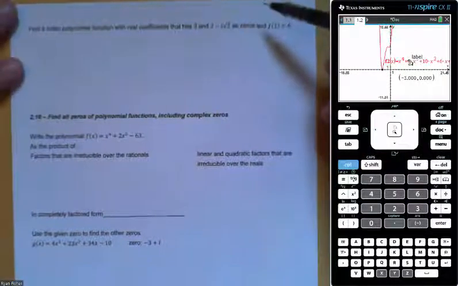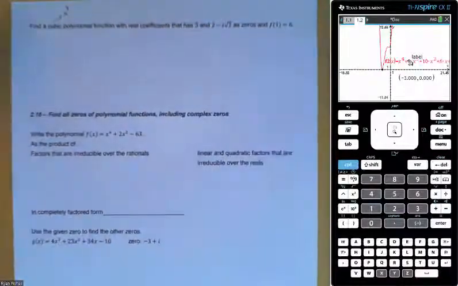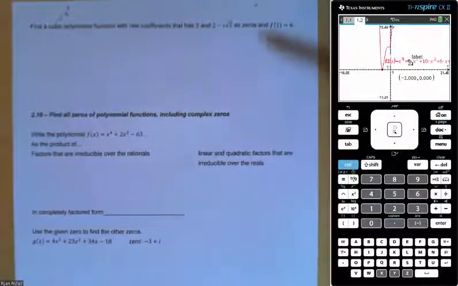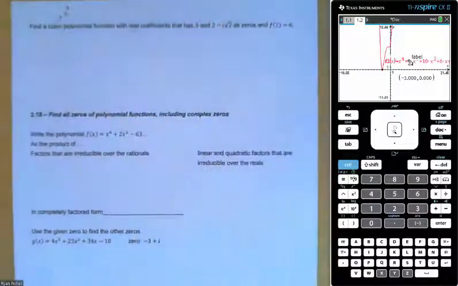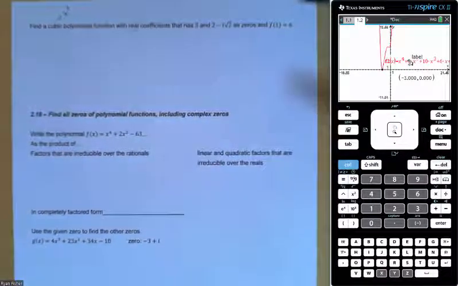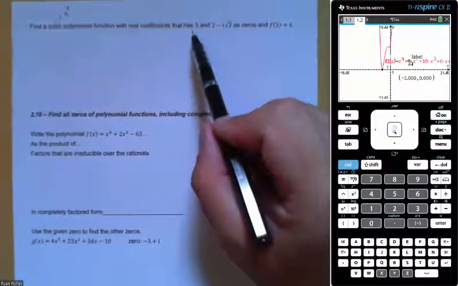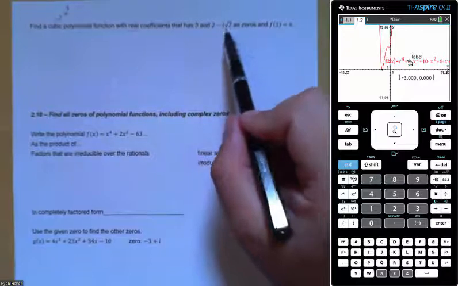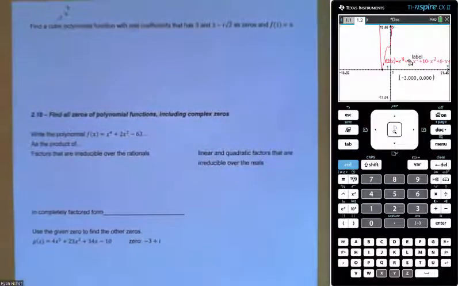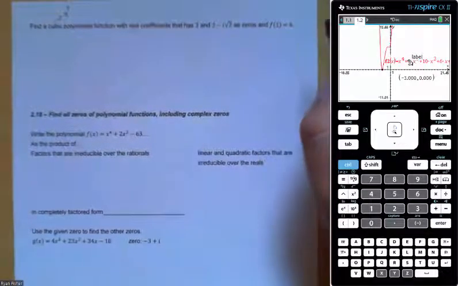Lastly, let's find a cubic polynomial. So the leading term is going to be x to the 3rd of some sort. It's going to have real coefficients, meaning that the numbers in front of all the powers of x are going to be real numbers, not complex numbers. And it has these 2 values as zeros. We're also going to tack on the stipulation that when you plug in 1, you get 6 out. So instead of getting any polynomial, we're going to get a specific polynomial.